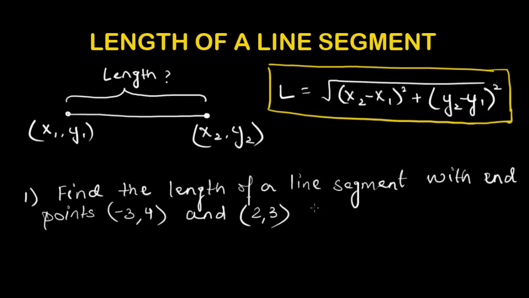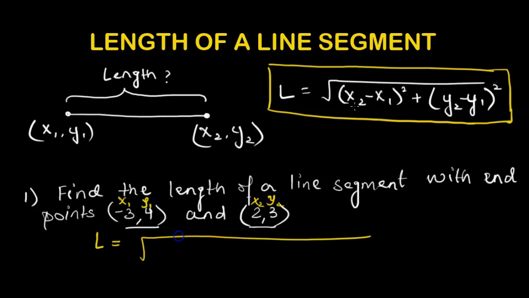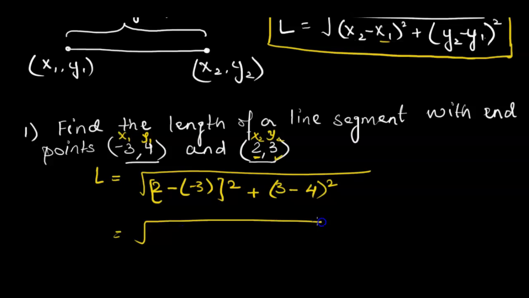Let's say we're asked to find the length of a line segment with endpoints given as (-3, 4) and (2, 3). To find the length, we would use this formula. Let's call this (x1, y1) and this (x2, y2). We need to find the value of x2, that is 2, minus the value of x1, that is -3, and square this entire thing, plus y2, which is 3, minus y1, which is 4. Again, we have to square this whole thing. Now we just have to solve this.